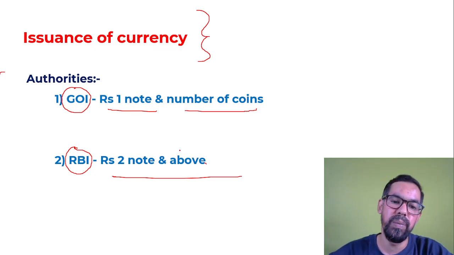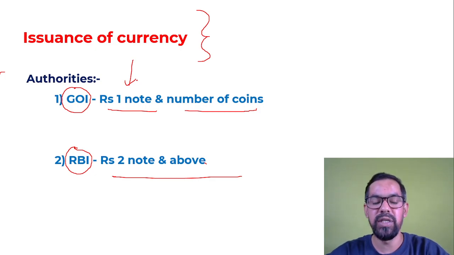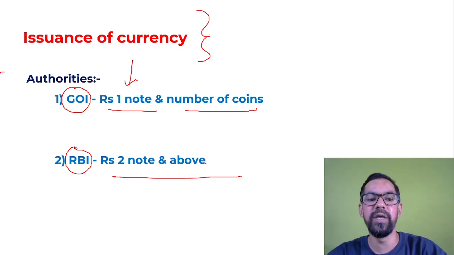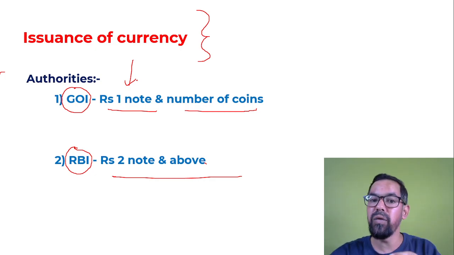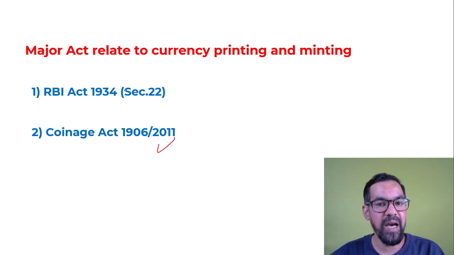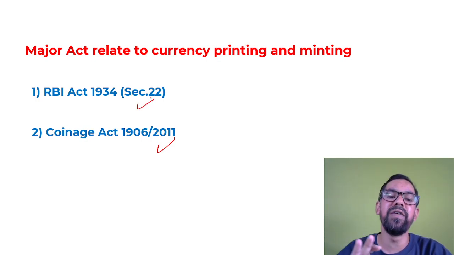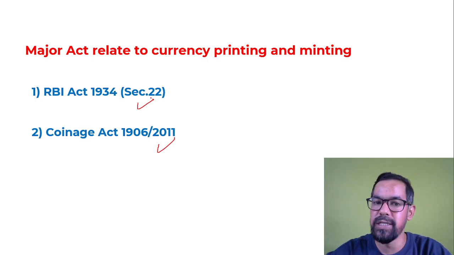But in case of rupee 1 note, you will find the signature of the finance secretary. So this is defined as per the act. Two authorities, and we do have two acts as well. For coins, it is the Coinage Act 1906 or 2011, and for currency notes, it is the RBI Act 1934, and it is defined under section 22 of this particular act.